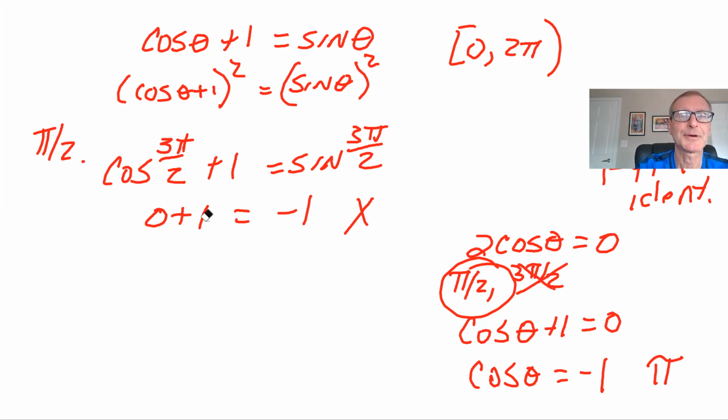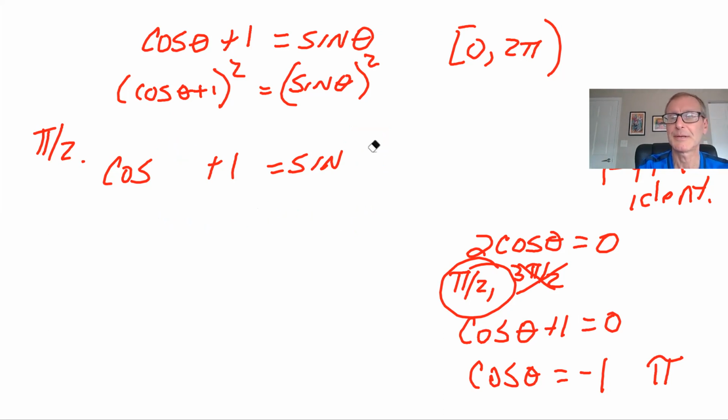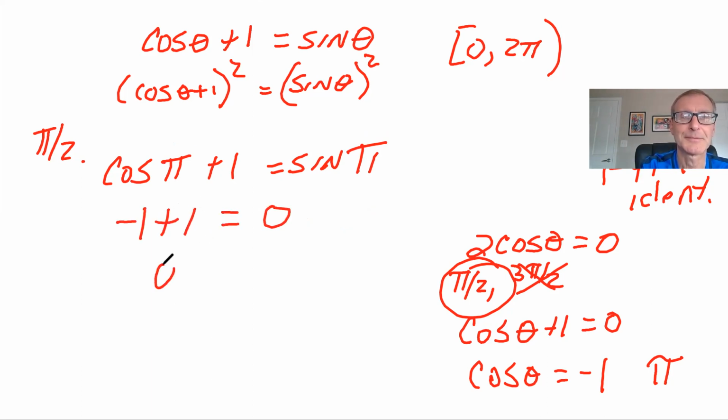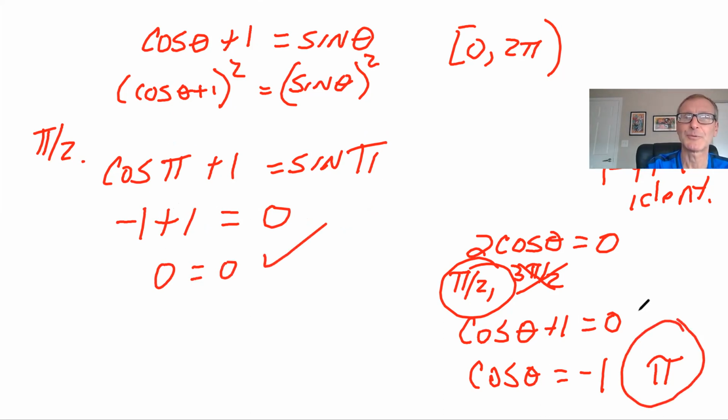And so the last one to try would be pi. So this would be pi, and this would be pi. And here we'd have -1 plus 1. Sine of pi is 0. 0 equals 0. And so that works as well. So the two answers are pi over 2 and pi.